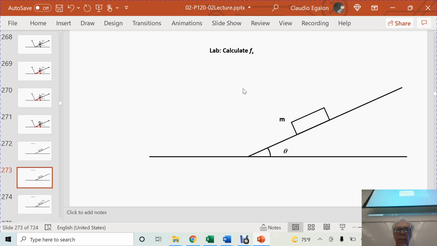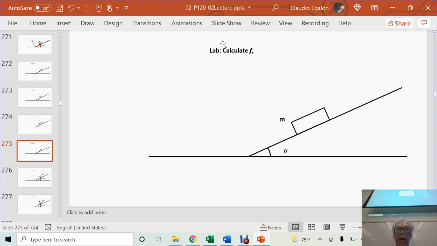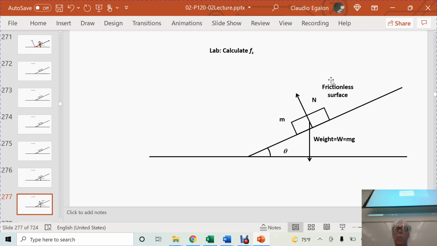Okay, how do we do that? We know the angle. The block is at rest. Oh, it's not a frictionless surface, right? Otherwise, the friction would be 0. This was a different lab elsewhere. Here you go. We gotta identify the forces. We know that we have the weight. We know that we have the normal. It's not a frictionless surface.